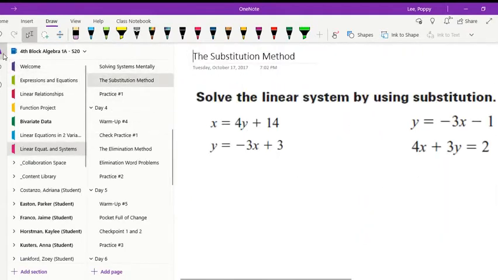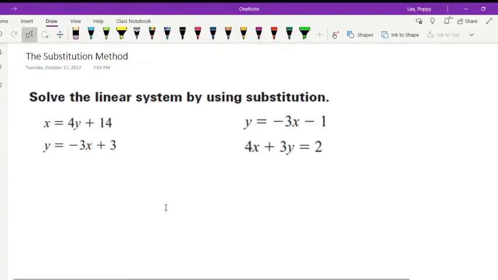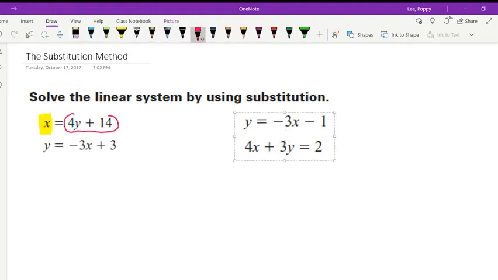Now we're going to go on into the actual substitution method. So the substitution method is basically we're going to figure out how we get one letter by itself. That's the goal. And then once we figure out what that one letter is, we can plug back in and solve it any way we want. So our goal, just like we did a little bit ago, is to take something and substitute it in. You want to isolate one of the letters. X is already isolated right here. So what we're going to do is wherever I see an x, I'm going to plug in 4y plus 14.